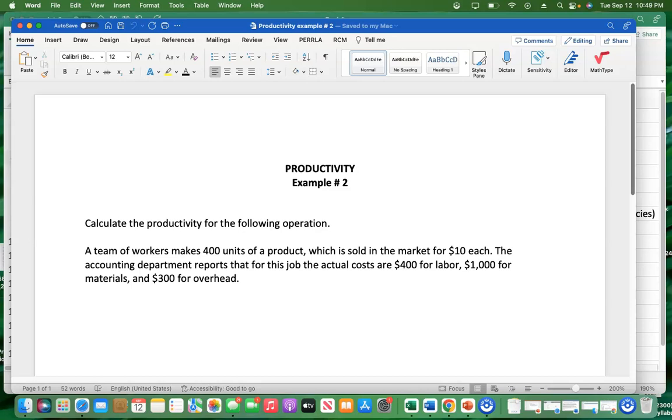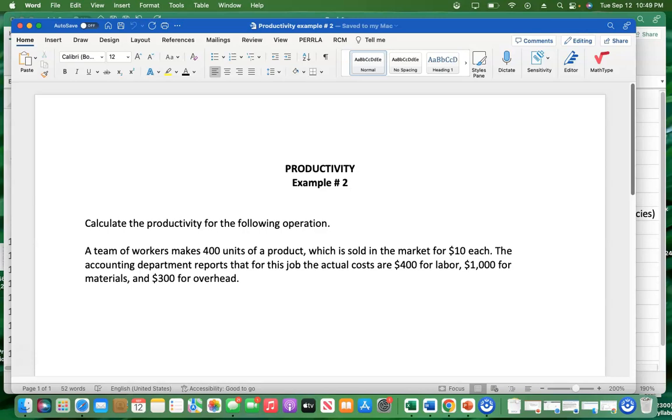Hi and welcome again. So we're going to work on another example in productivity. This is example number 2, which is posted in the Brightspace. And for this example, we are supposed to calculate productivity of the following.